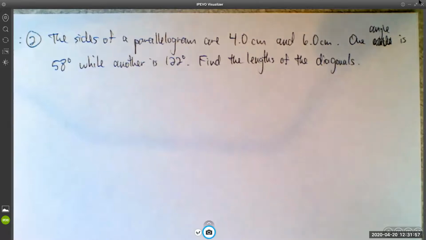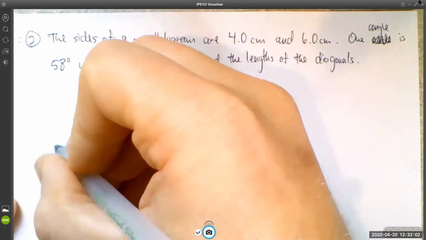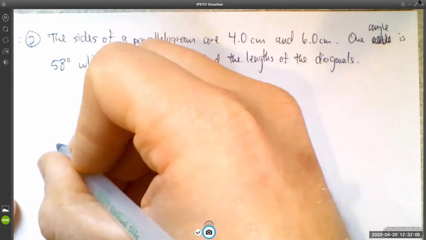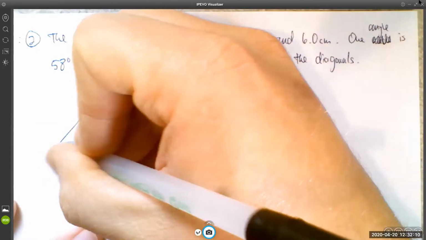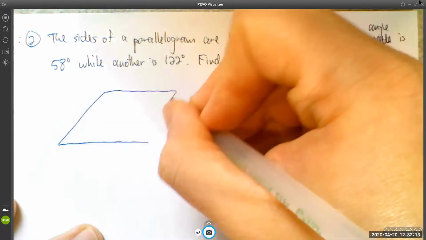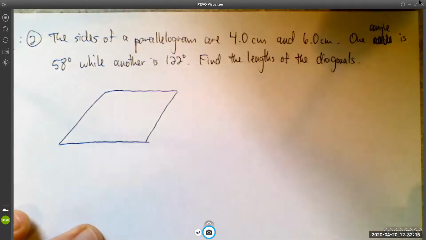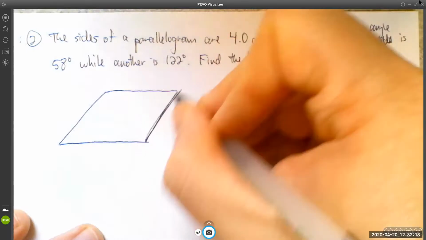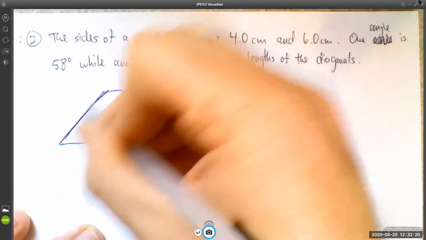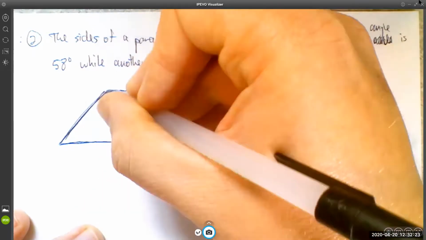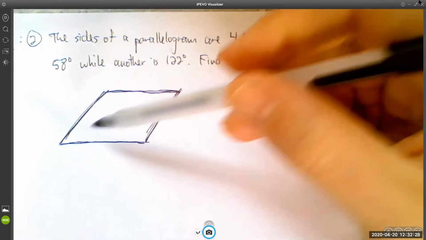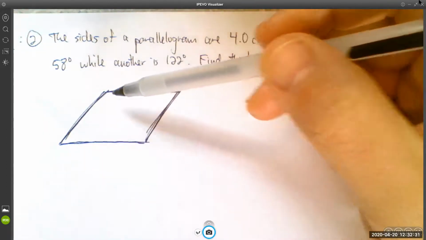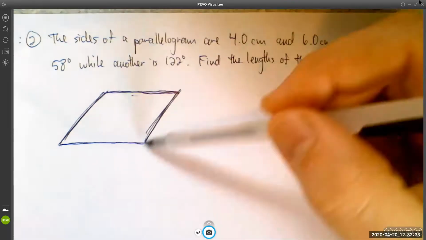I'll get you started with the drawing because you may not remember what a parallelogram looks like. A parallelogram is a quadrilateral, so it has 4 sides, and opposite sides are parallel. So it's got to look something kind of like that. Well, if you pretend that these sides are parallel, they should be. Some things that we know about parallelograms are that these are transversals, right? It's like you've got parallel lines here and a transversal there.